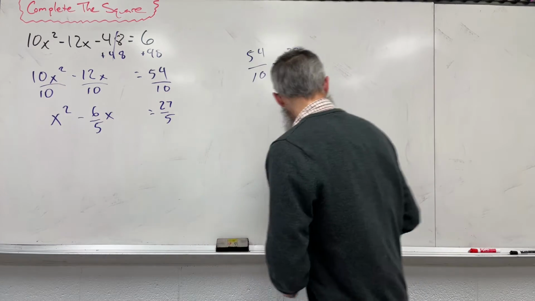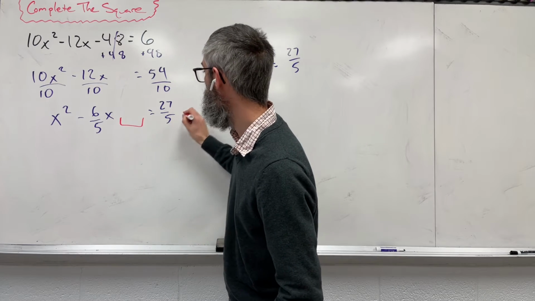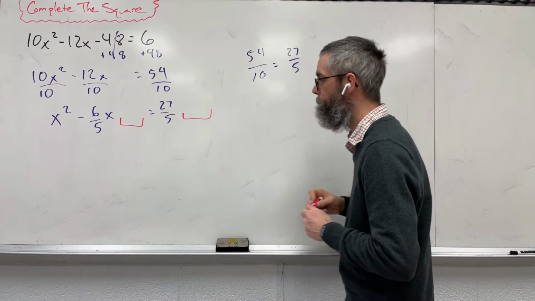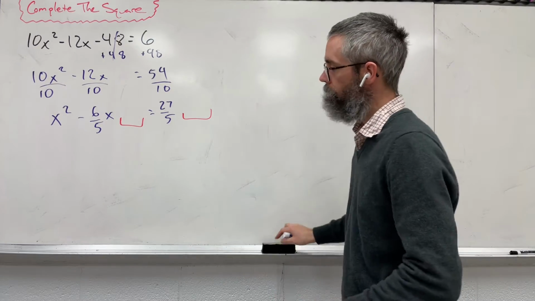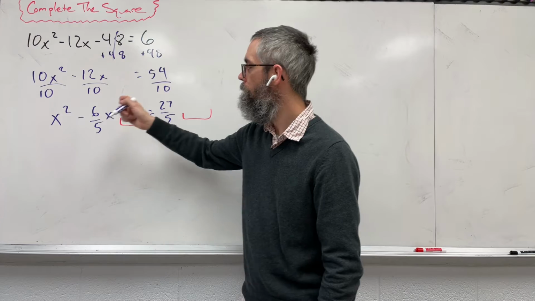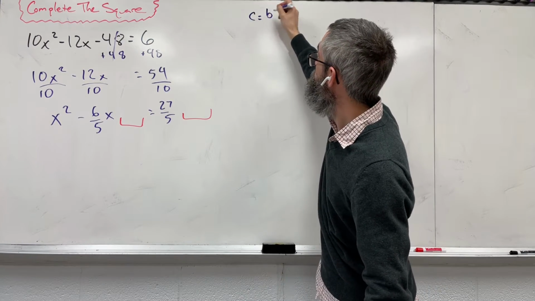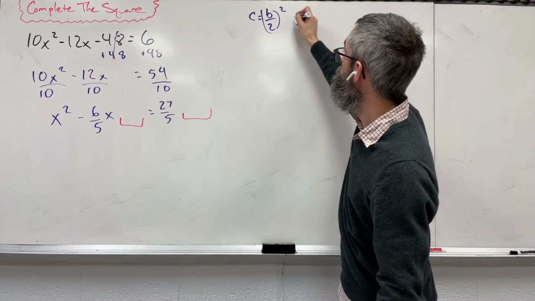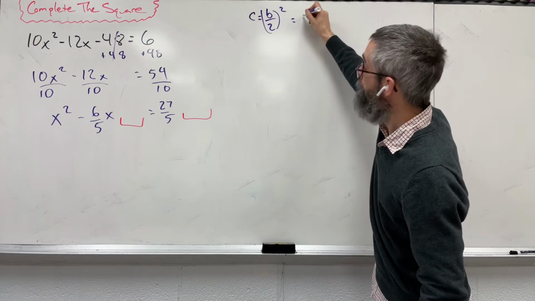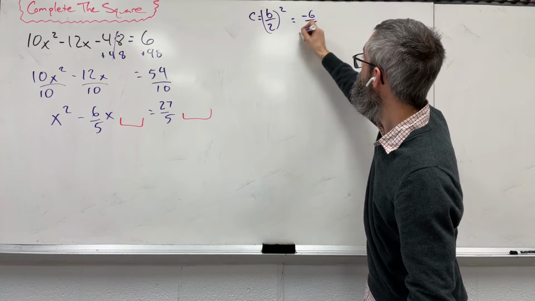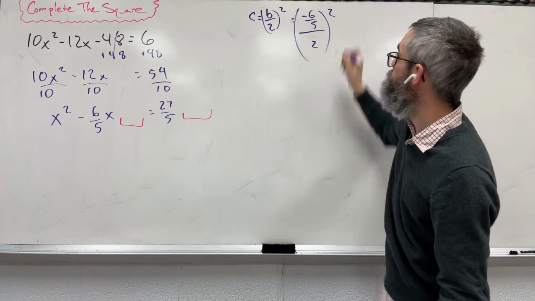Now, I left a gap here because we need to put a number in that C spot. We also need to put a number in this C spot. We want to make sure that they're the same. So in order to get that, I'm taking my B value, dividing it by 2, and then squaring it. So my C value is my B divided by 2 and then squared, which is going to be, so here's where things get really, really messy. Negative 6 over 5 divided by 2 and then square the whole thing.